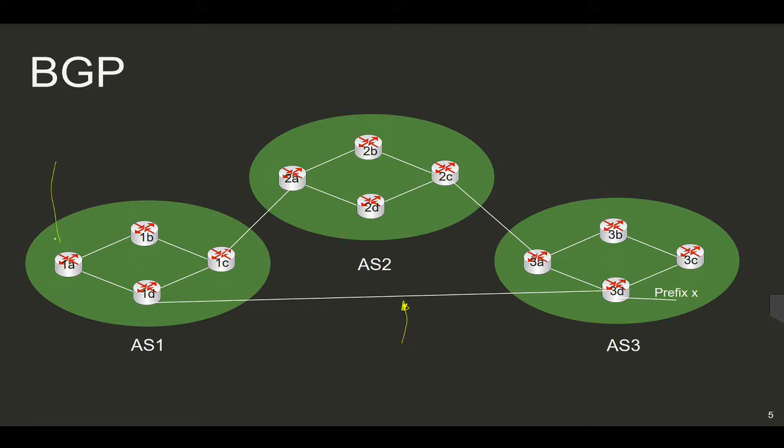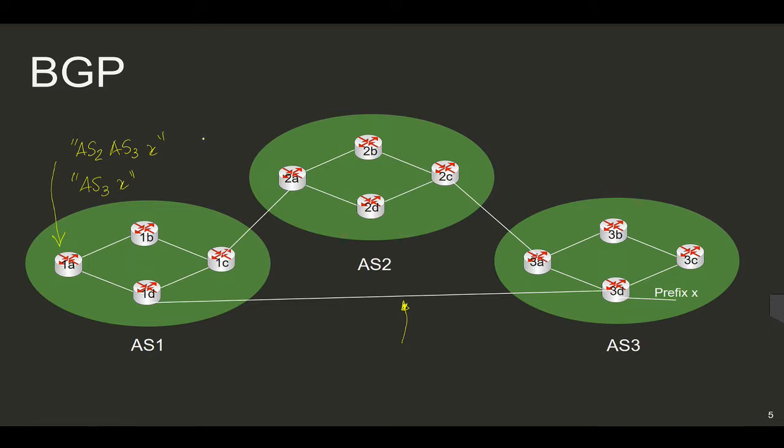Let's say this router 1A is going to learn two things. It's going to learn that it can reach X using the path autonomous system 3, autonomous system 2, autonomous system 3, and then get to X. But it also has a choice of going directly to autonomous system 3 and reaching prefix X.